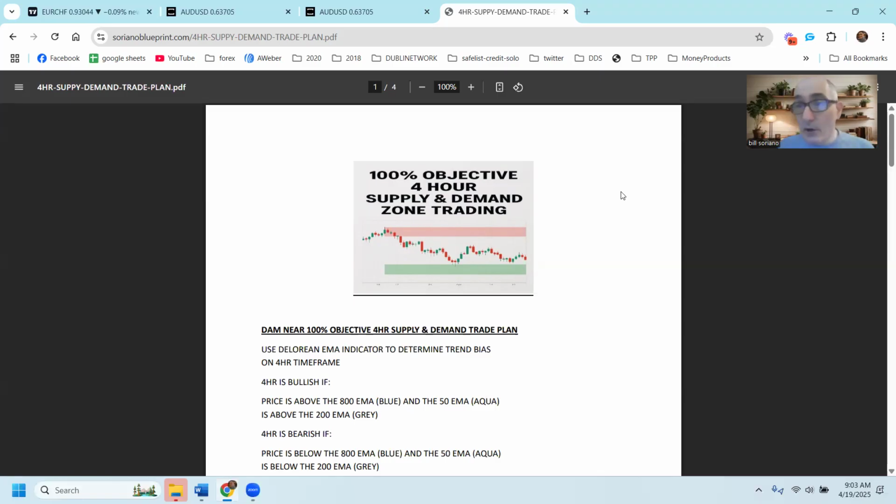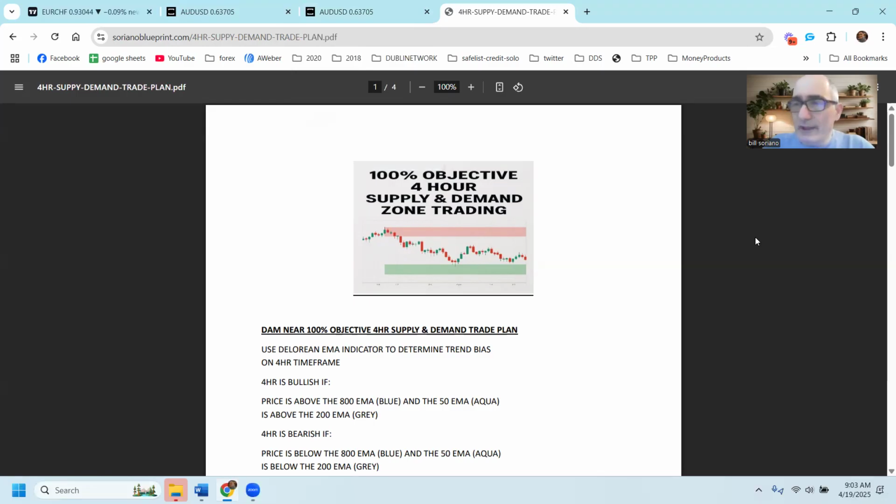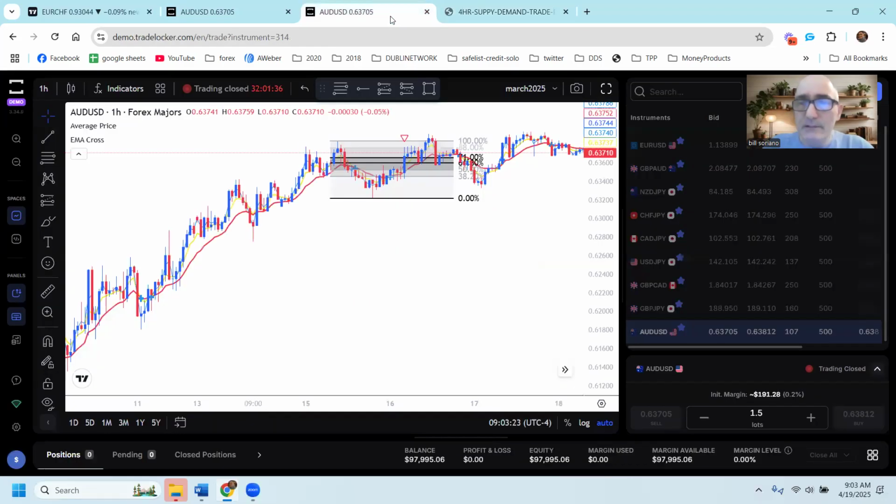I'm not able to take all the trades, but the ones that I do take, I show you, and I also show you the ones that I was not able to take. Okay. Now, let's go to my TradeLocker account, my demo account. And again, I'm trading this strategy right now on demo, guys.